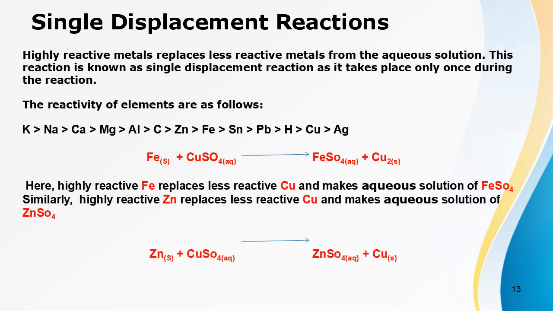Another type is single displacement reaction. Highly reactive metals replace less reactive metals from the aqueous solution. This reaction is known as single displacement reaction as it takes place only once during the reaction. The reactivity of elements is as follows. Here highly reactive iron replaces less reactive copper and makes an aqueous solution of iron sulfate. Similarly, highly reactive zinc replaces less reactive copper and makes an aqueous solution of zinc sulfate.